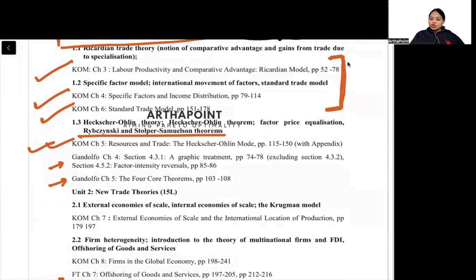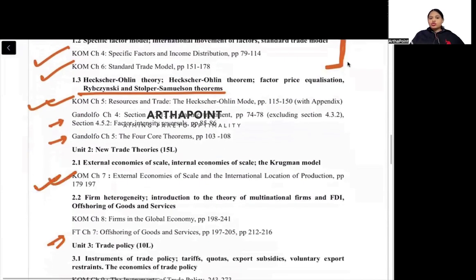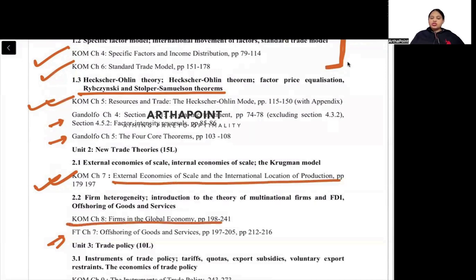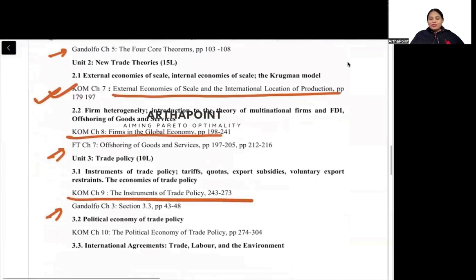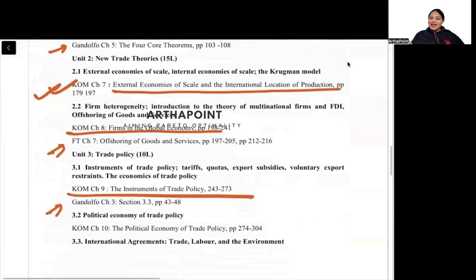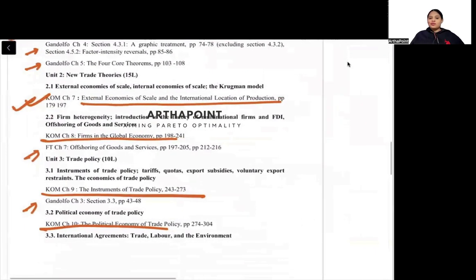ठीक है. और अगर आप यूनिट 2 देखो, then you will notice that you have to do chapter number 7 of Krugman, which is external economies of scale and international location. 2.2 is firms in the global economy, chapter 8 of Krugman. Then you have to do chapter 9 of Krugman, unit 3 में, which is the instruments of trade policy, and chapter 10 of Krugman, which is the political economy of trade.